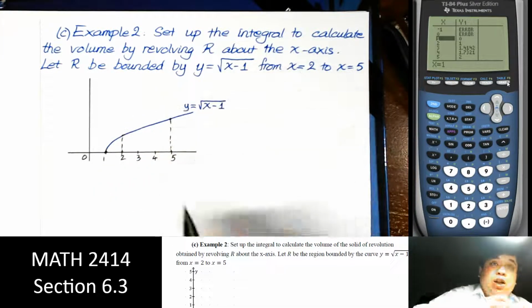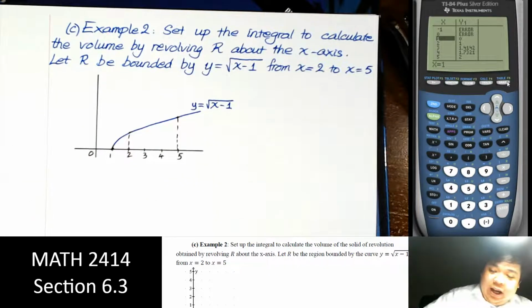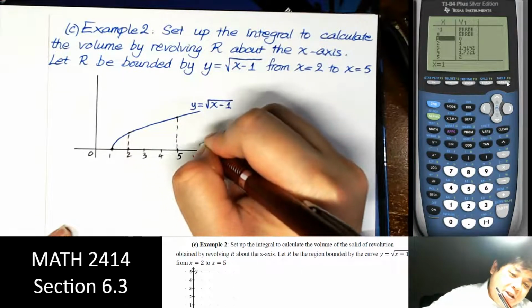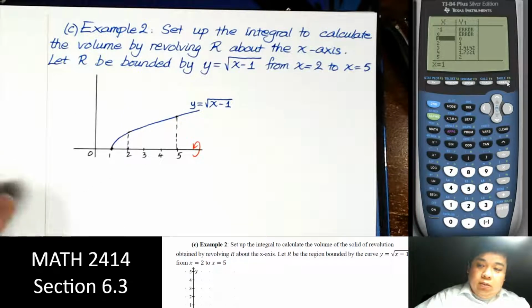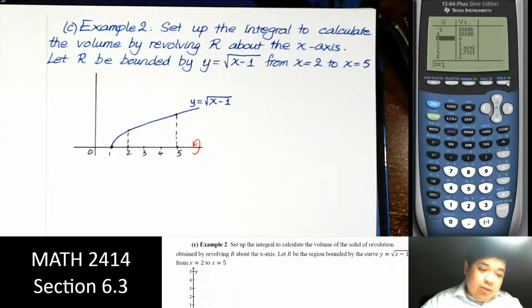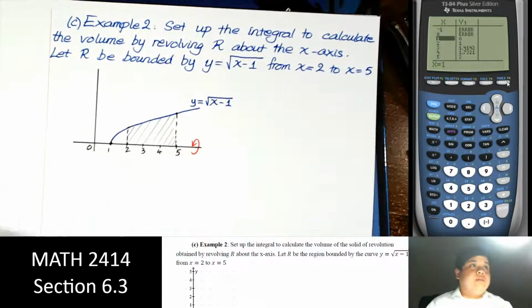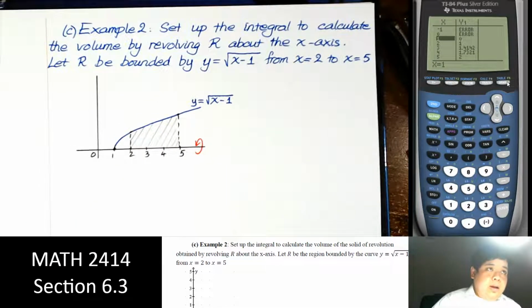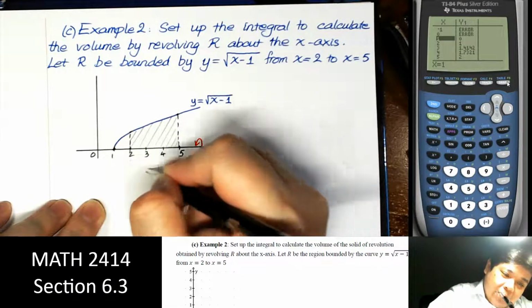So this is kind of like the bullet that we had earlier, and we will rotate about the x-axis. And this is the region R. Talk about this region R. If we rotate, we don't even have to draw it, but it's kind of like a bullet.